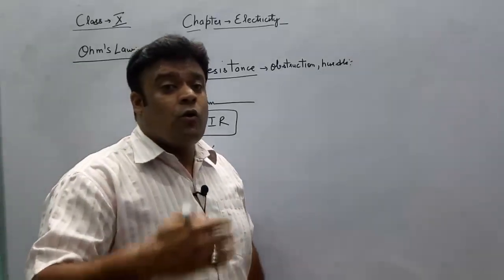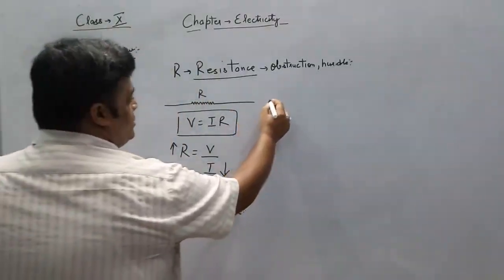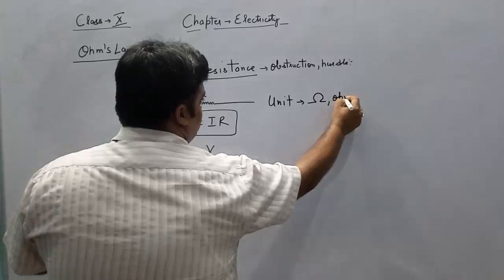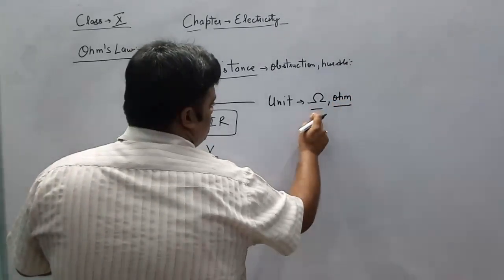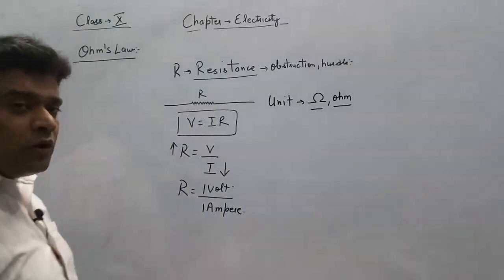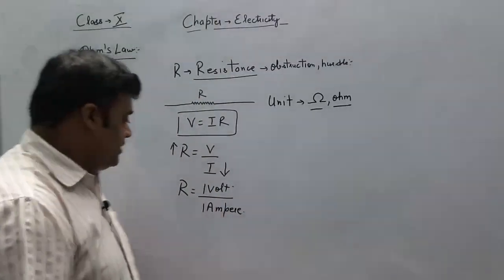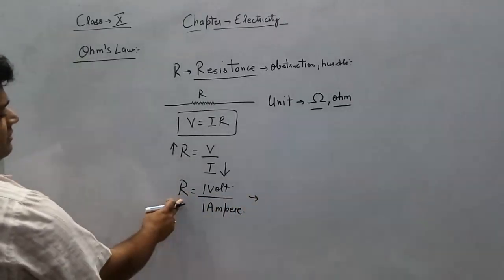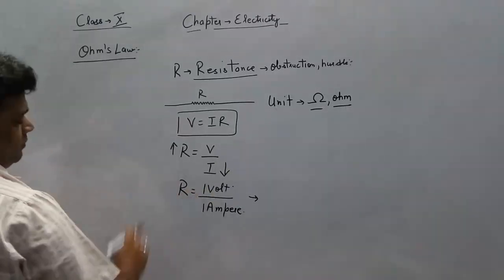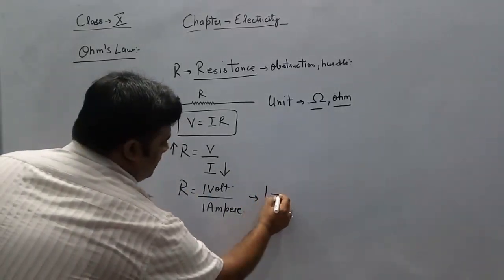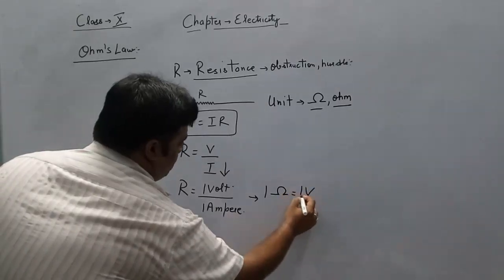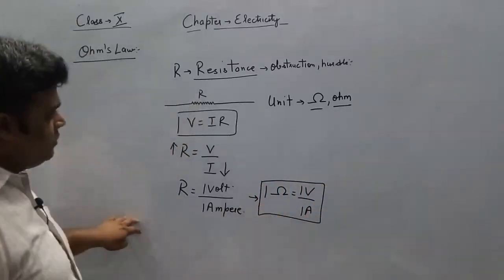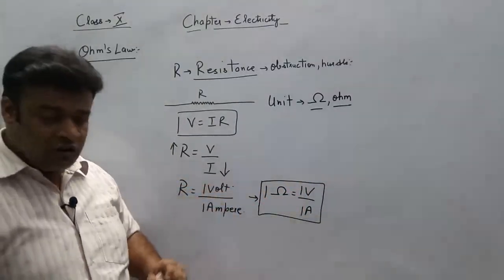Define 1 ohm, that is, what is the unit of resistance. The unit of resistance is represented by the symbol Ω, or we can just write ohm. Now what is 1 ohm, or how to define 1 ohm? By the simple formula we can say that resistance is equal to 1 volt upon 1 ampere. So we can say that 1 ohm is equal to 1 volt upon 1 ampere.